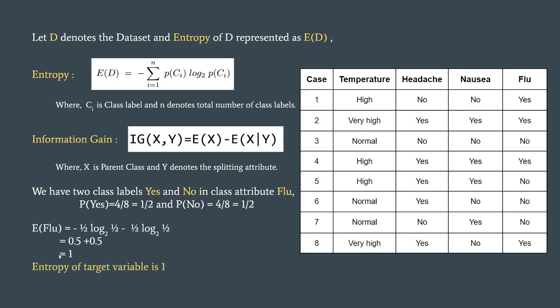So the entropy is minus probability of yes, which is 1 by 2, times log base 2 of 1 by 2, minus 1 by 2 times log base 2 of probability of no, 1 by 2. So the values are 0.5 plus 0.5, which is equal to 1. So the entropy of the target variable is 1. When the entropy is 1, the attribute has maximum impurity or maximum disorder.